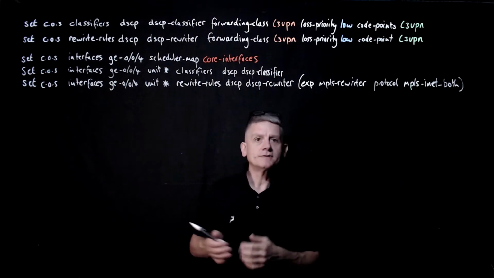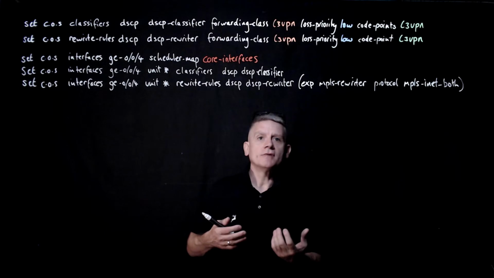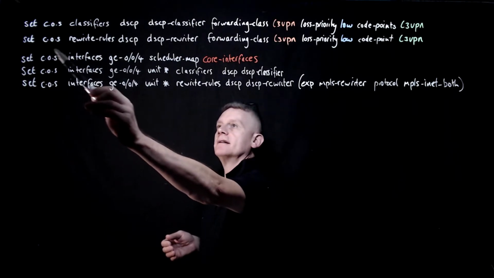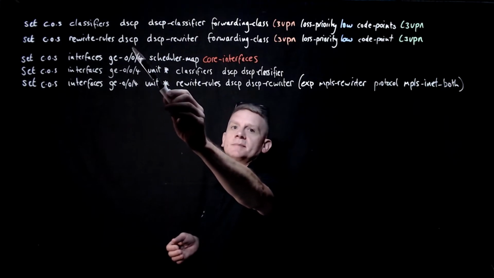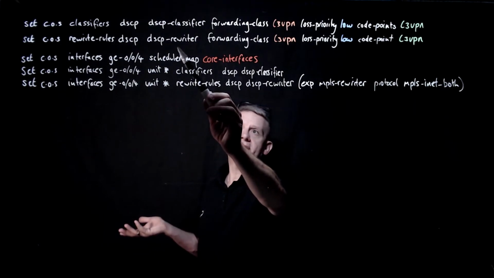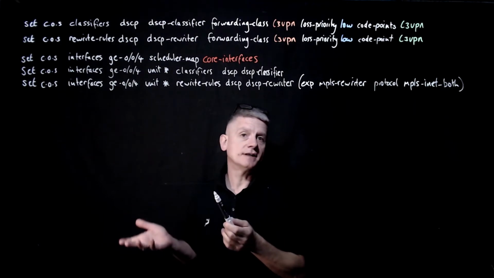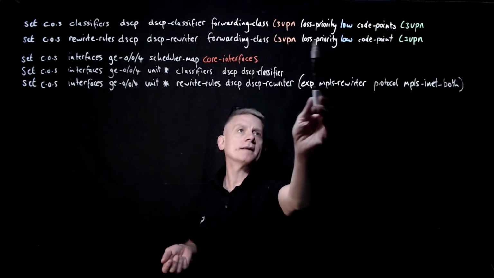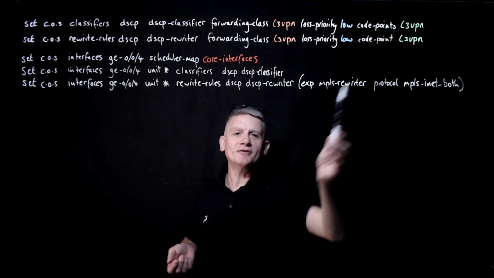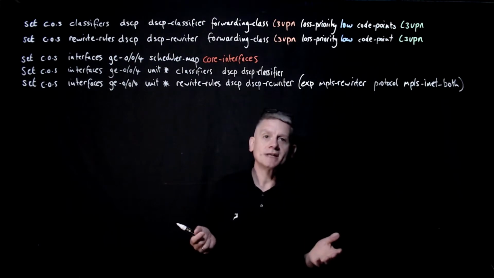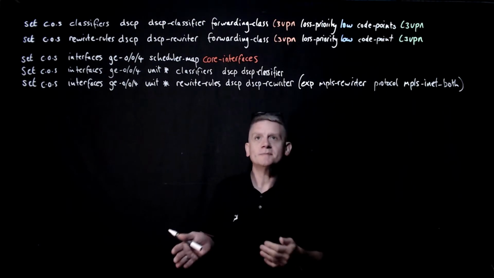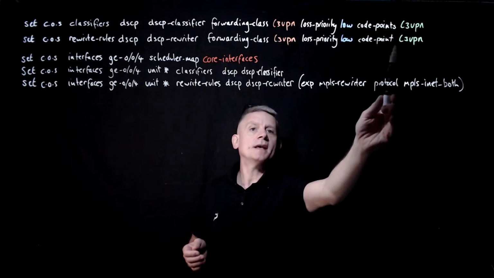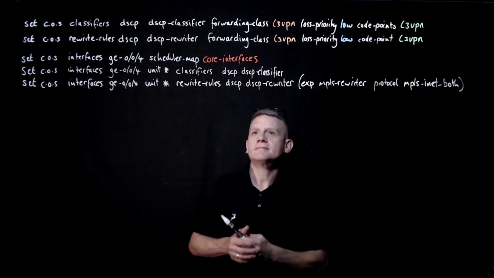So on the way out of the router, if you want to rewrite, it's exactly the same syntax. So set class of service, rewrite rules, DSCP. We're going to name it DSCP rewriter, as good a name as any, forwarding class, layer 3 VPN, and the same code point. Basically what that's going to do is rewrite back into the packet these L3 VPN code point numbers.